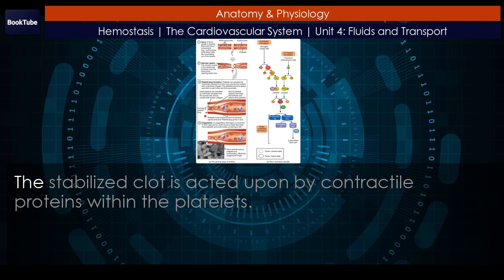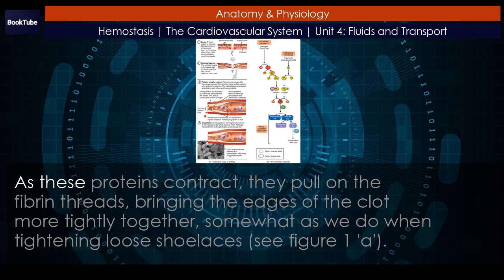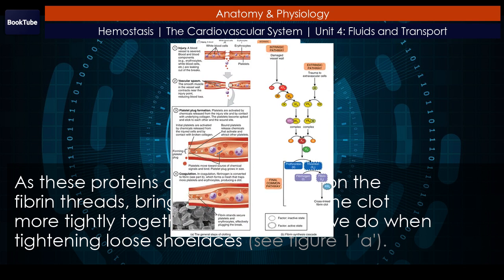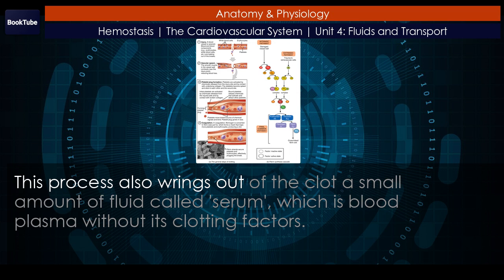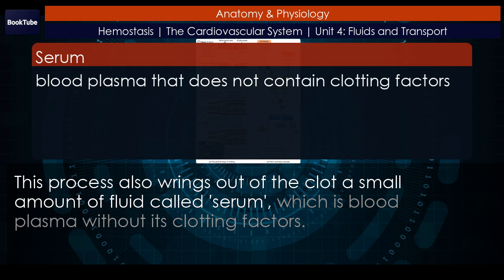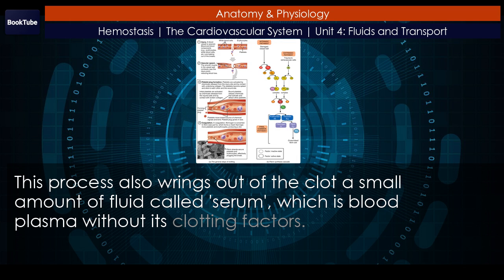Fibrinolysis. The stabilized clot is acted upon by contractile proteins within the platelets. As these proteins contract, they pull on the fibrin threads, bringing the edges of the clot more tightly together, somewhat as we do when tightening loose shoelaces. See figure 1. This process also wrings out of the clot a small amount of fluid called serum, which is blood plasma without its clotting factors.